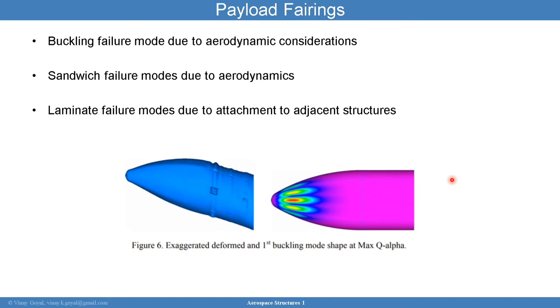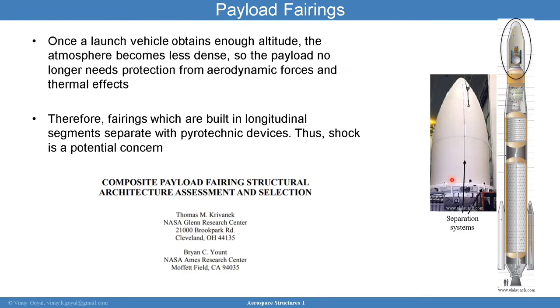Like I said before, buckling can be a major aerodynamic consideration that should be looked at. Sandwich failure modes can occur due to the aerodynamic loads. And laminate failure modes can occur due to attachment to adjacent structures. So typically, you may have a sandwich structure here, a laminate here, and that laminated structure now attaches to stage tanks and things like that. It could attach to the payload adapter, payload attach fitting, and things like that.